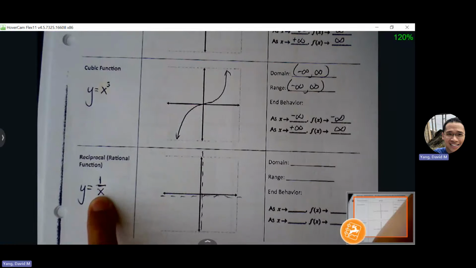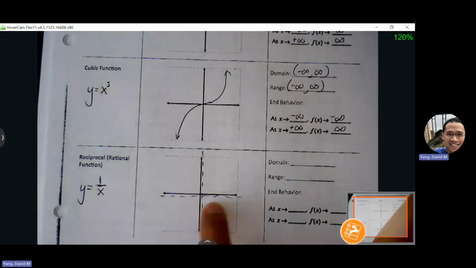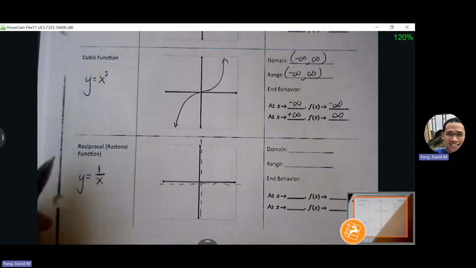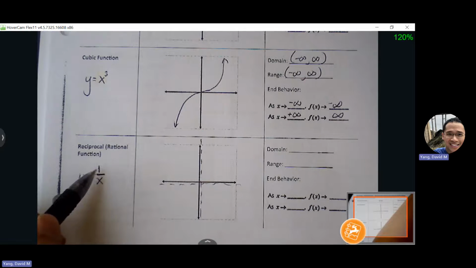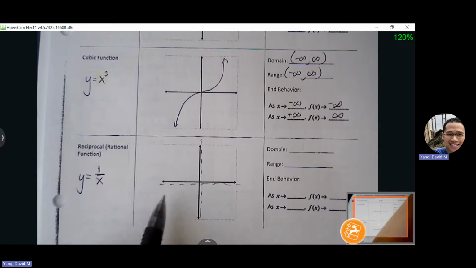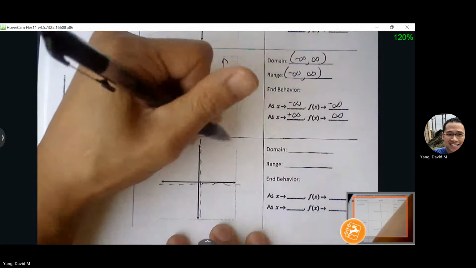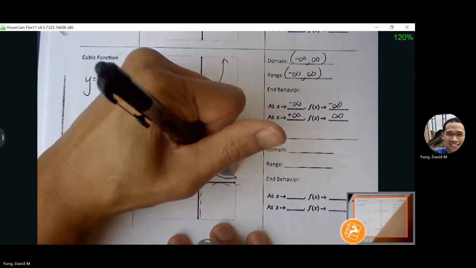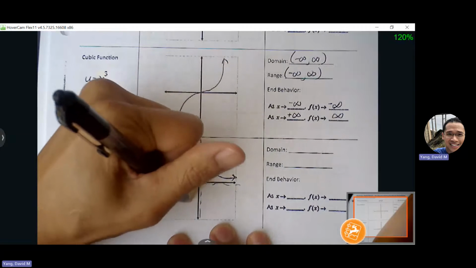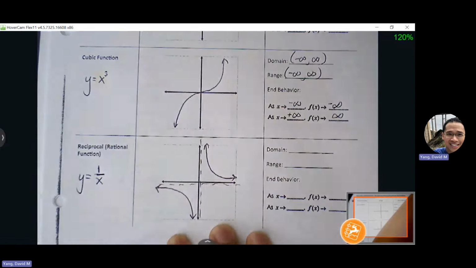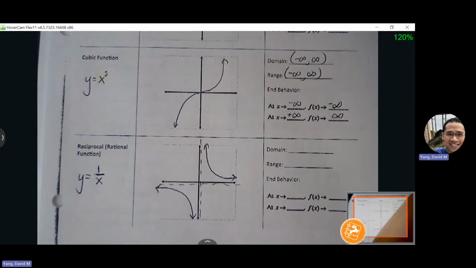Here, if I set the denominator equal to 0, I'll get x equals 0. So that's why there's a vertical asymptote at x equals 0. Here, my numerator degree is 0. My denominator degree is 1. Denominator has higher degree. So the horizontal asymptote is at y equals 0. There are always going to be branches, and all the branches are going to be impacted one way or another by the asymptotes.